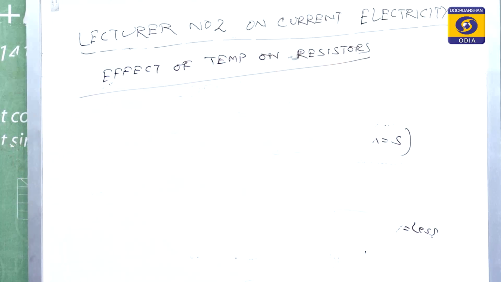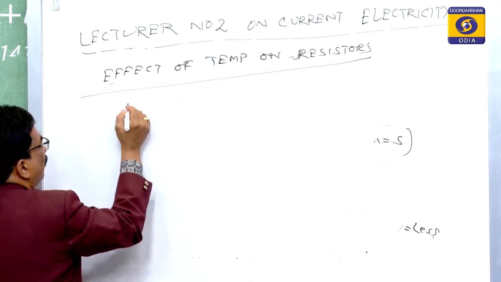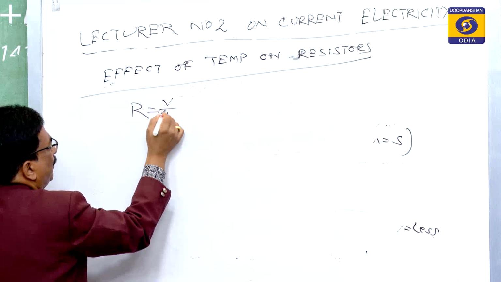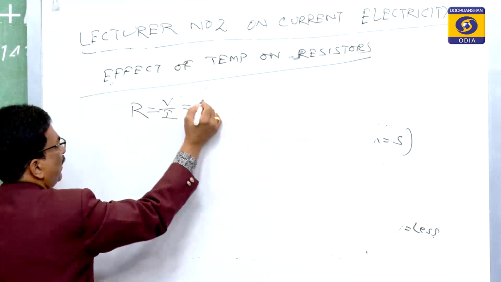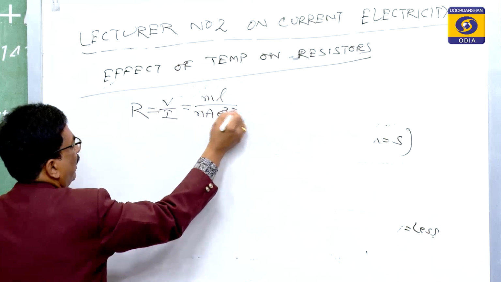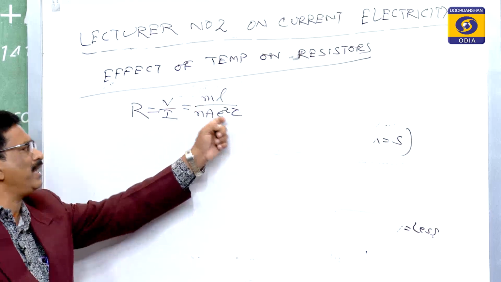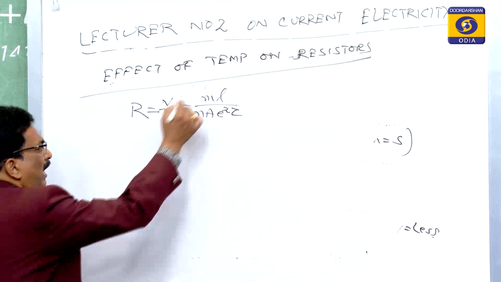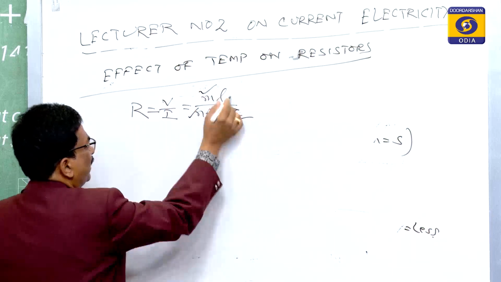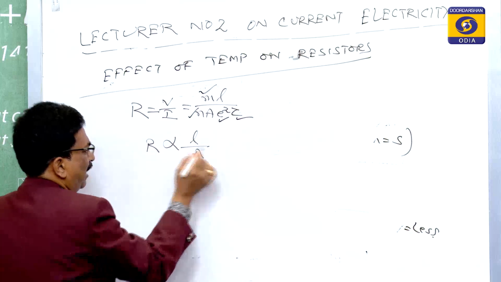Effect of temperature on the resistor. As we discussed in the earlier class, you know that the resistance R is equal to V by I. I have written in the last class that R is equal to ml by ne² tau. Here m, n, e, tau are constants, and therefore R is proportional to L and inversely proportional to A.